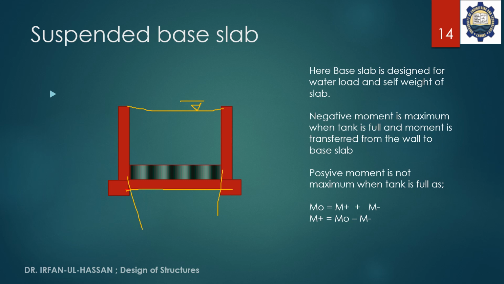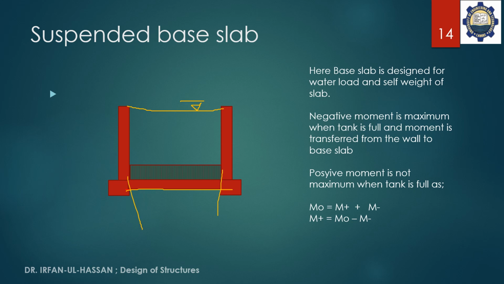And when the tank is filled up to the critical depth you have to compute the positive moment. For that you need to compute the critical depth of water. So when the water tank is filled up till the critical depth, at that point the positive moment is maximum. When the positive is maximum, negative is not maximum, because in this case the base slab is always fixed on both sides, right and left side.